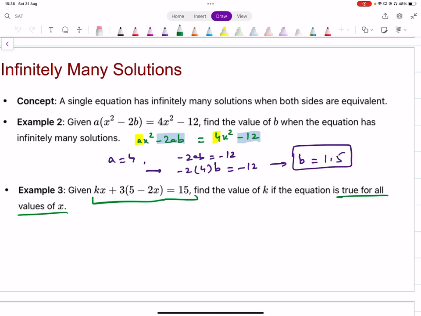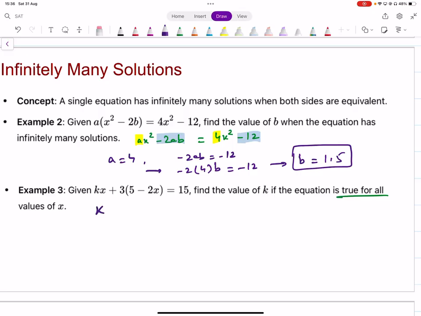Right? If it's true for all values of x, that means how many solutions do we have? Infinitely many solutions. All values of x, that means any value of x can be input there. That's infinitely many possible values. So use the same idea as before. You say both sides are supposed to be identical. Simplify both sides and compare them again.